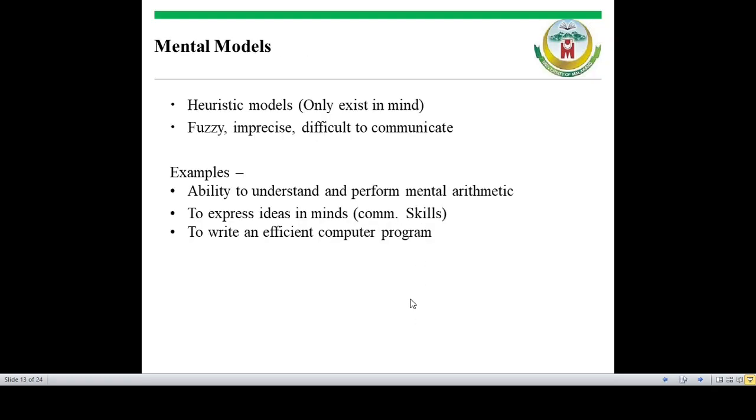Now mental models. These heuristic models only exist in minds. They are fuzzy, imprecise, and difficult to communicate. For example, the ability to understand and perform mental arithmetic, to express ideas in mind, communication skill, to write an efficient computer program. So these are mental models.